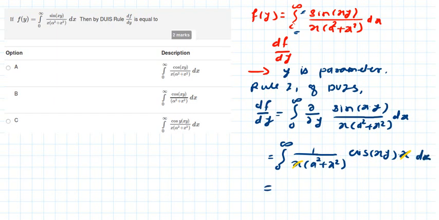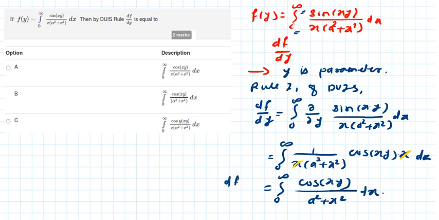This will be integration 0 to infinity cos xy upon a square plus x square dx. Okay, if you will observe the options, so option number B is the right answer.